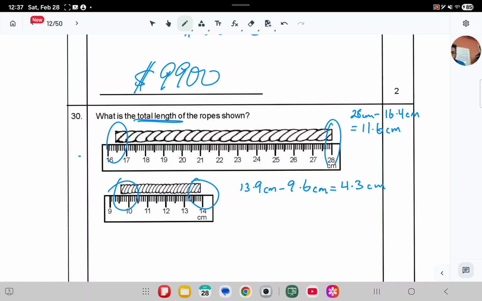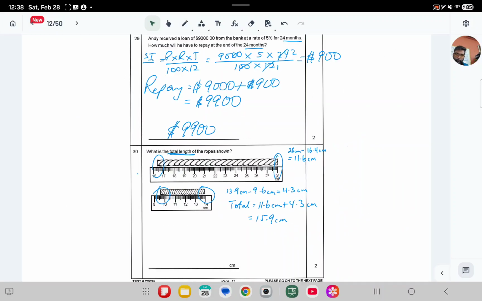We want the total length, so to calculate the total, we add. So 11.6 centimeters add 4.3 centimeters. That should give us 15.9 centimeters. Alright, so the total length is 15.9 centimeters. You have one mark for 15.9, one mark for having the lengths. Alright, the marking scheme for this one, you get one mark for total length, one mark for adding.